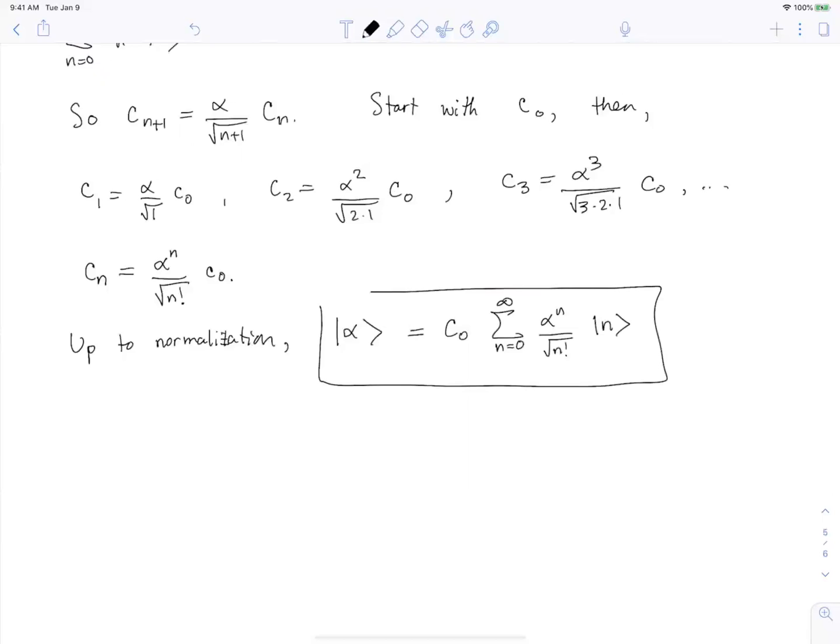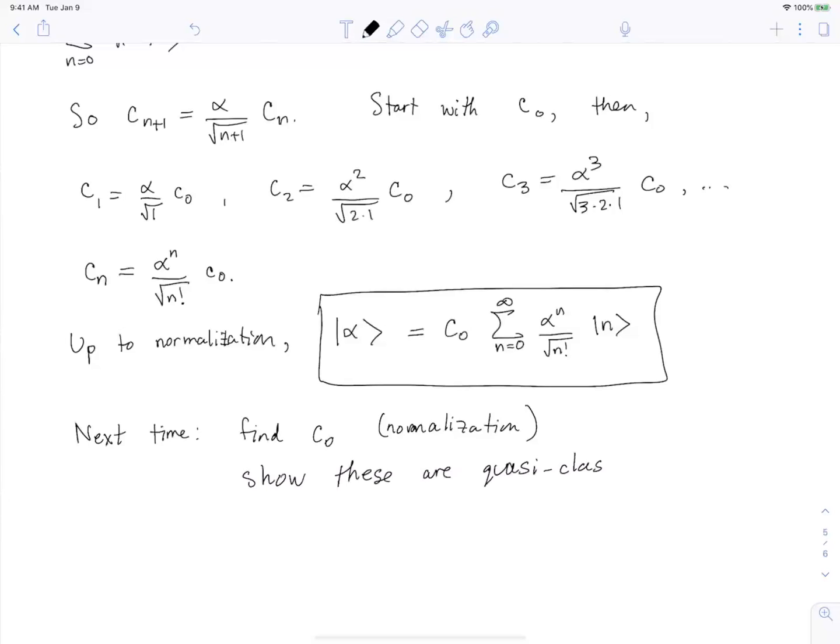Okay? So next time, we really have two tasks. We want to find C0. That's just a question of normalization. And show that these states are classical-like. In other words, that their expectation values are not just 0 and not just constant, but oscillate just like a real harmonic oscillator that we know in the real world, that we observe in the real world.